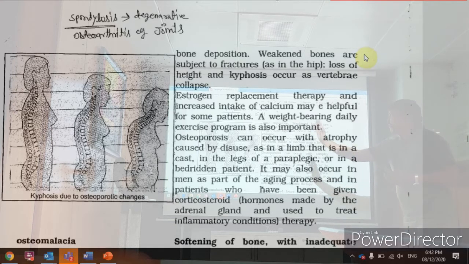If you see the diagram, they keep on bending. Have you seen old ladies who bend forward? That time, treatment was not there, no? That is known as kyphosis. The bending forward is known as kyphosis. But treatment is there: estrogen replacement, along with calcium intake and vitamin D. Also, weight bearing exercises are done.